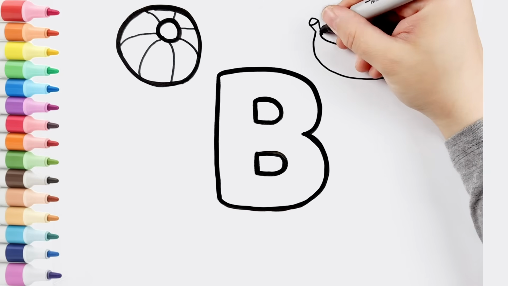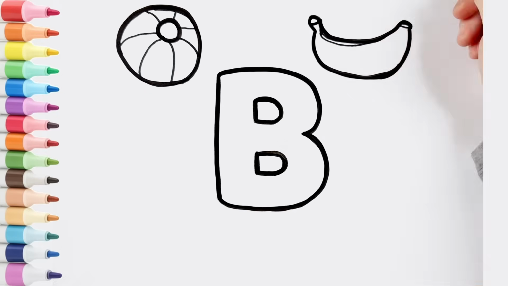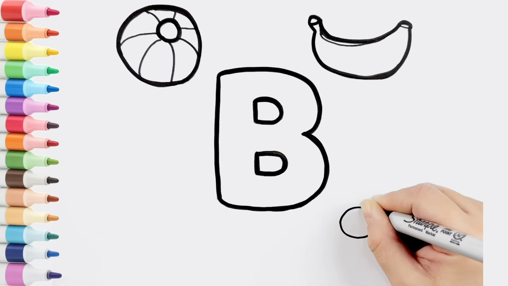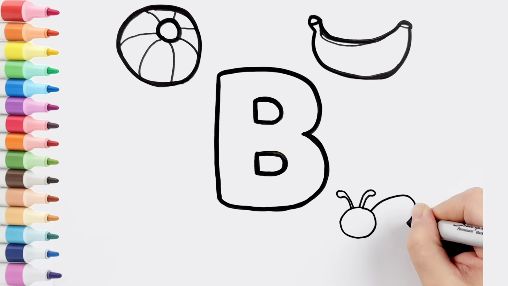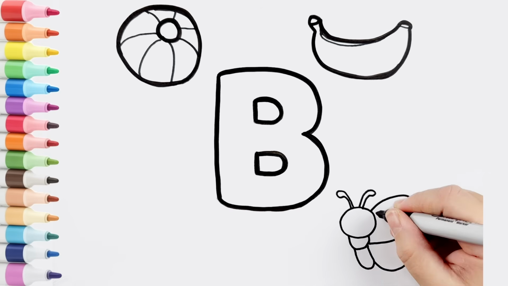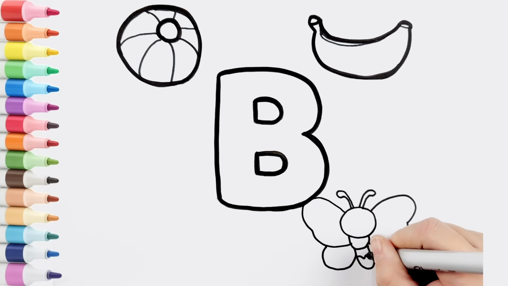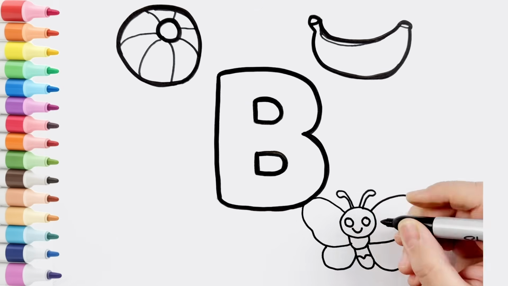B is for banana, ba, ba, banana. Banana starts with letter B, say banana with me. B is for butterfly, ba, ba, butterfly. Butterfly starts with letter B, say butterfly with me.